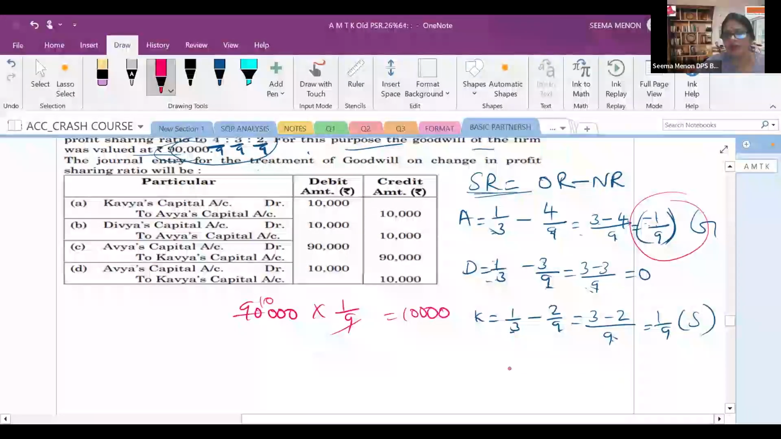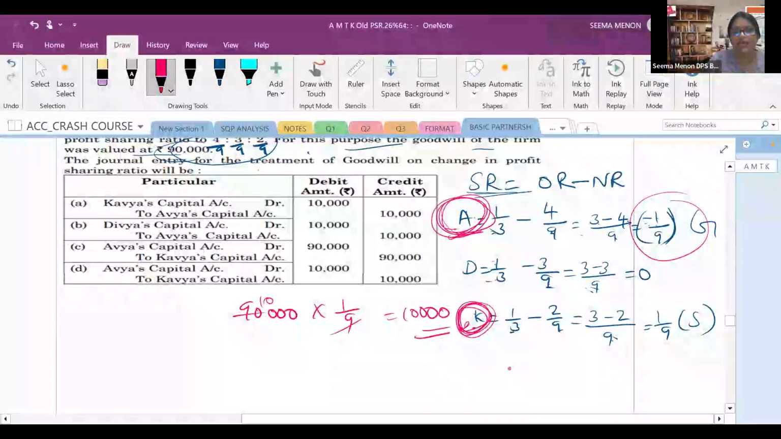Here 10,000, who will give to whom? Who is the gainer? Gainer is A. Gainer will give to whom? The sacrificer. Who is the sacrificer? K. So K will get. Whenever partners are getting, the sacrificing partner will receive the money from the gaining partner. So the sacrificing partner's capital account will be credited with rupees 10,000, and the gaining partner's capital account will be debited with 10,000.